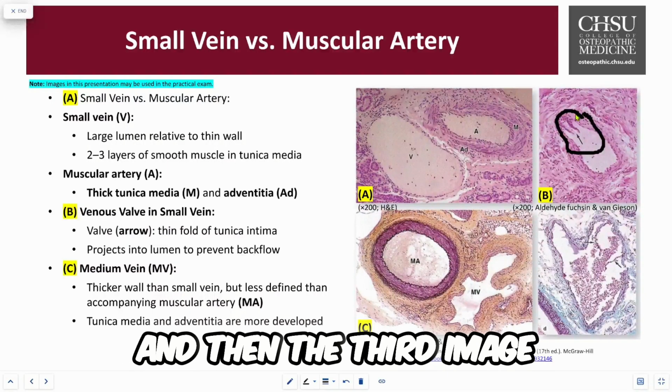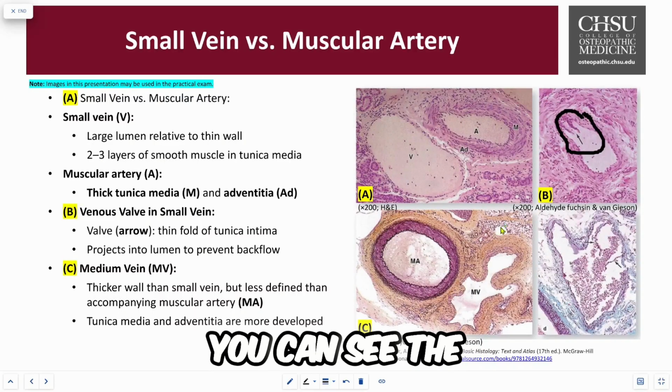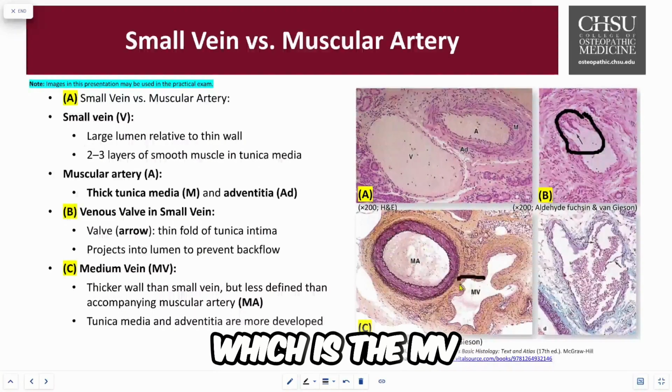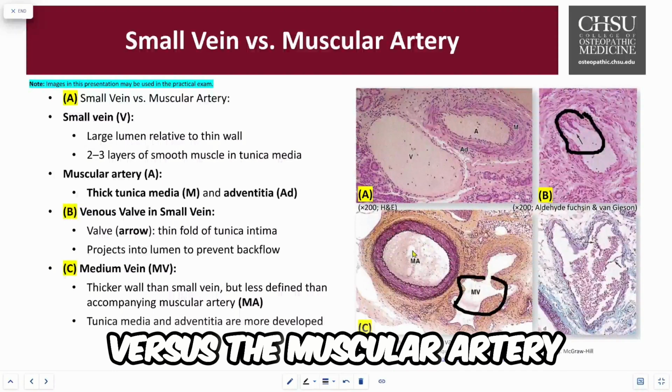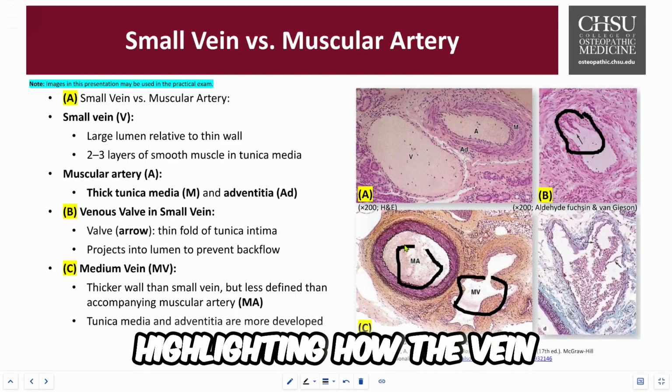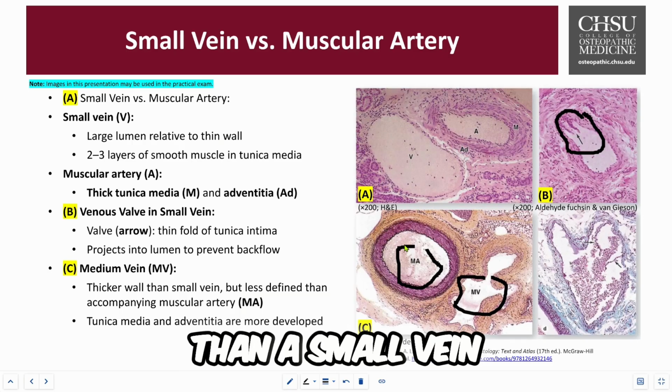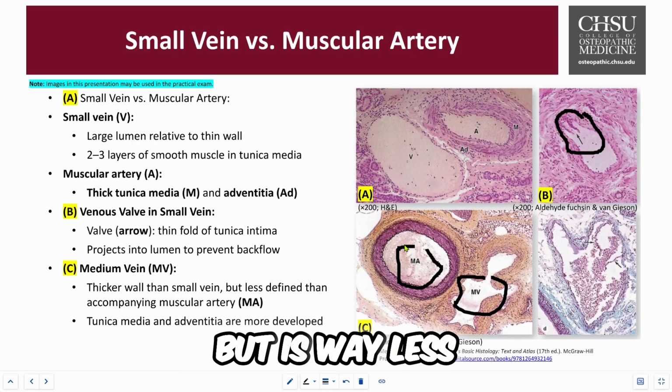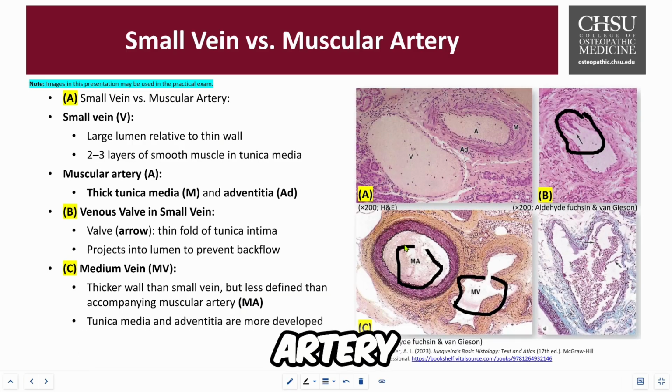And then in the third image, letter C on the bottom left, you can see the median vein, which is the MV, versus the muscular artery, the MA. Comparison, side by side, highlighting how the vein has a thicker wall than a small vein, but is way less defined than its accompanying artery.